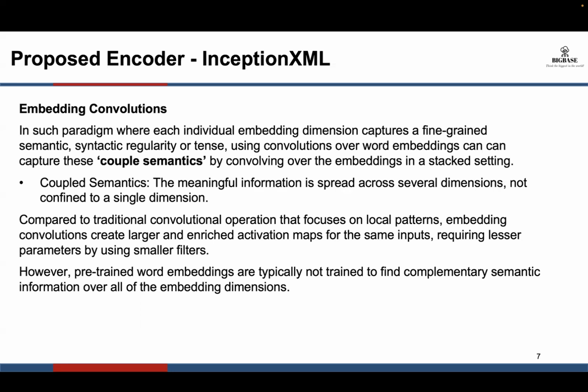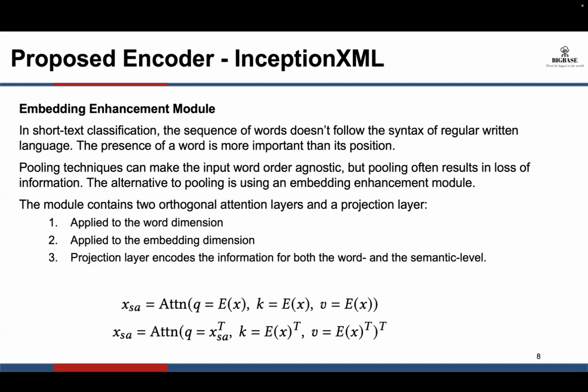Compared to traditional convolution operations that focus on local patterns, like n-grams, embedding convolutions create larger and enriched activation maps for the same inputs, requiring fewer parameters by using smaller filters. But of course, pre-trained word embeddings are typically not trained to find complementary semantic information over all of the embedding dimensions. And that's why they process the stacked word embeddings first with an attention-based embedding enhancement module before applying the embedding convolutions. And the module that they define, I will explain here.